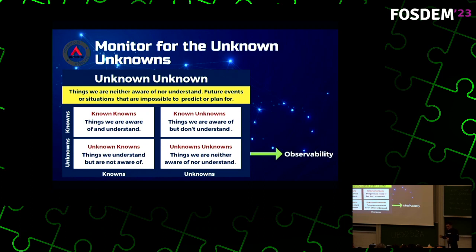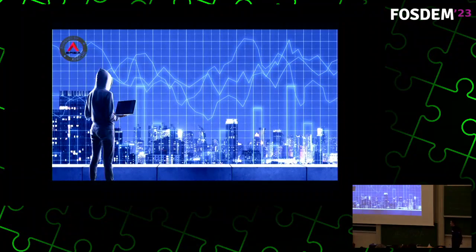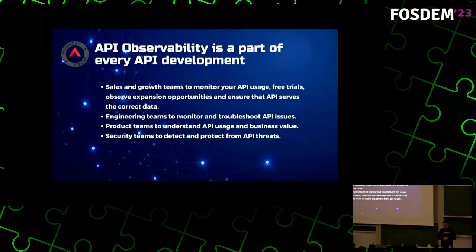But on the other hand, API observability lets you analyze exactly what the issue was and how this issue occurred by learning the three pillars, right? Again, logging, metrics, and tracing. Because API observability nowadays is a part of every API development team, who can use API observability during API development? Product managers, for example, can use it to learn consumption and usage of APIs. Or the security team can use it to protect against or detect possible API threats from outside, right?